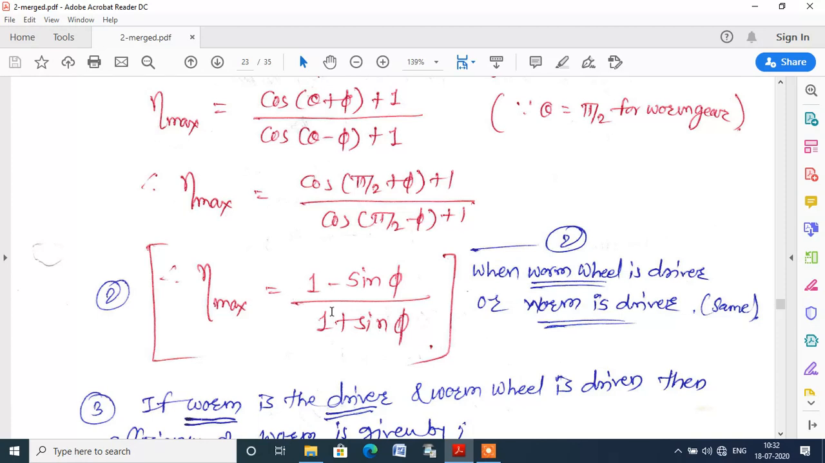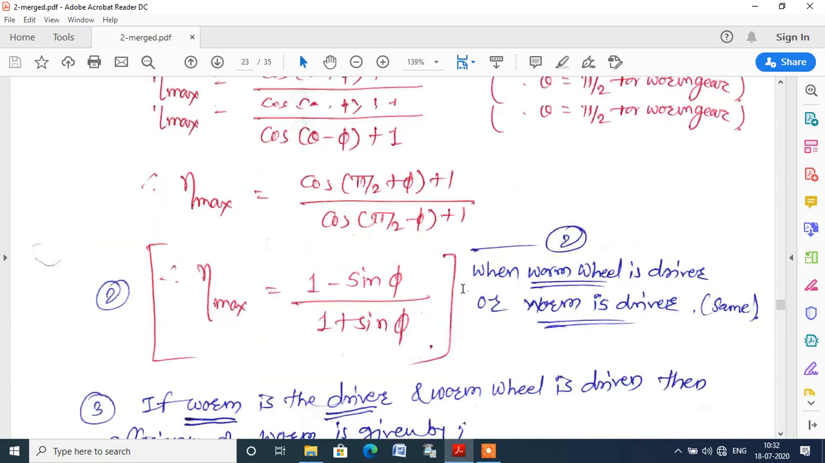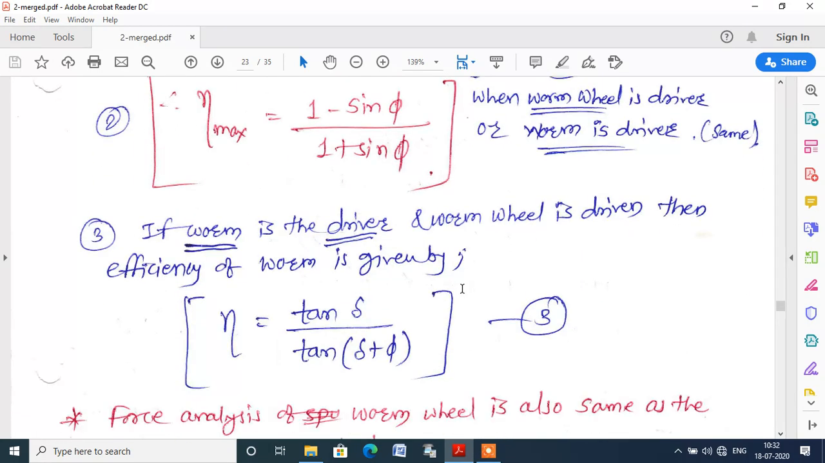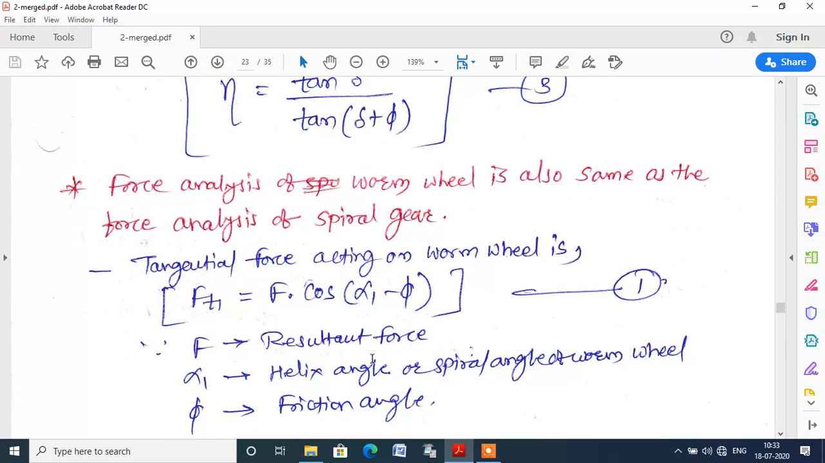Now students, please remember, whether the worm wheel is the driver or the worm is the driver, in both cases the maximum efficiency does not change. In both cases maximum efficiency is equal to 1 minus sin phi upon 1 plus sin phi. Now we have seen the efficiency when the worm wheel is the driver. Now second, when the worm is the driver and the worm wheel is driven, then efficiency is given by tan delta upon tan of delta plus phi. This you have to remember and write down in the note.